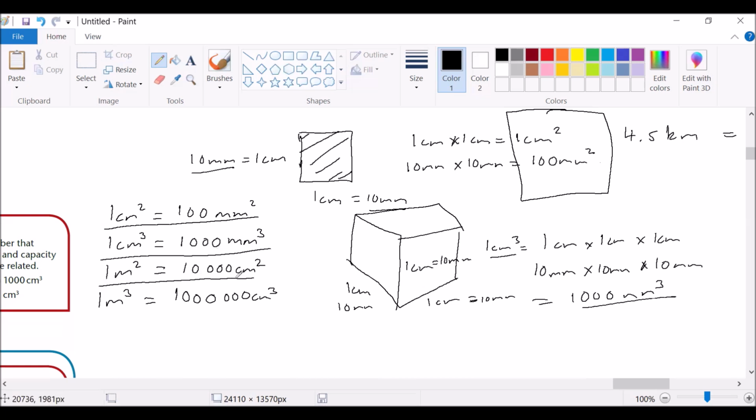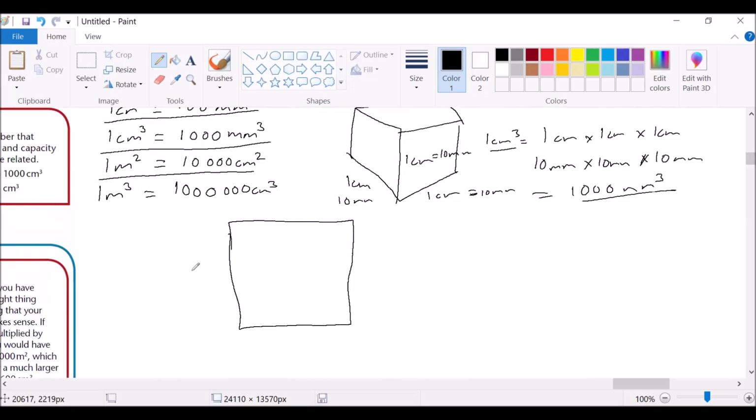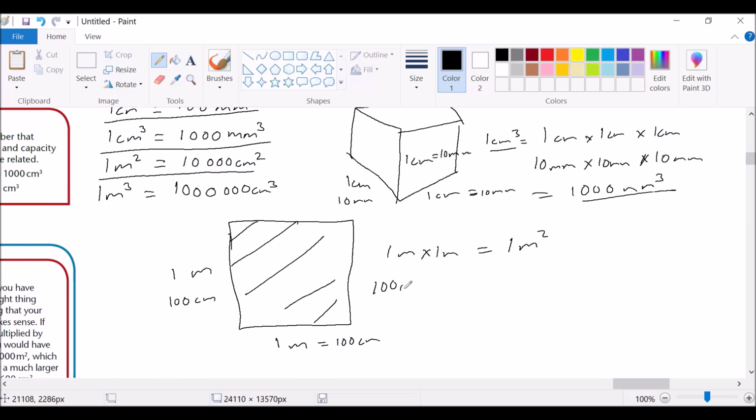To convert from square meters to square centimeters, we will have a square with sides 1 meter by 1 meter. Since 1 meter is equal to 100 centimeters, this is also 100 centimeters. The area is calculated by saying 1 meter by 1 meter, which will give us 1 square meter. This is also equal to 100 centimeters by 100 centimeters, which will give us 10,000 square centimeters.